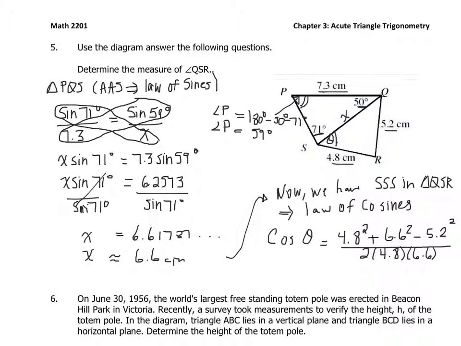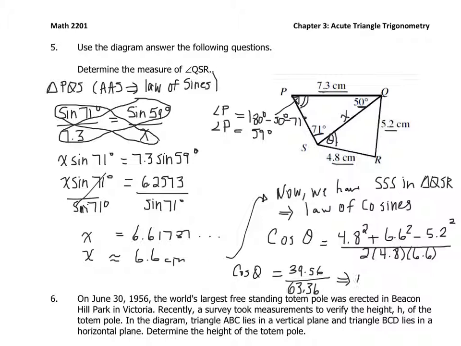I'm running out of room here, so I'm just going to try to squeeze this in. So I'm going to do all this at one time to calculate. 4.8 squared plus 6.6 squared minus 5.2 squared is 39.56. Over 2 times 4.8 times 6.6, 63.36.